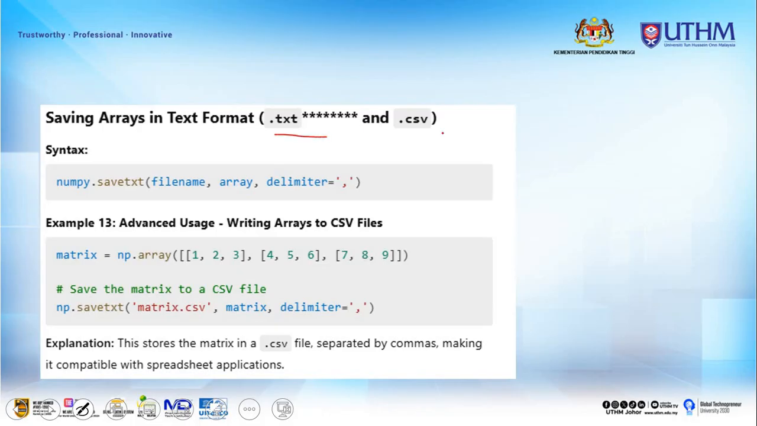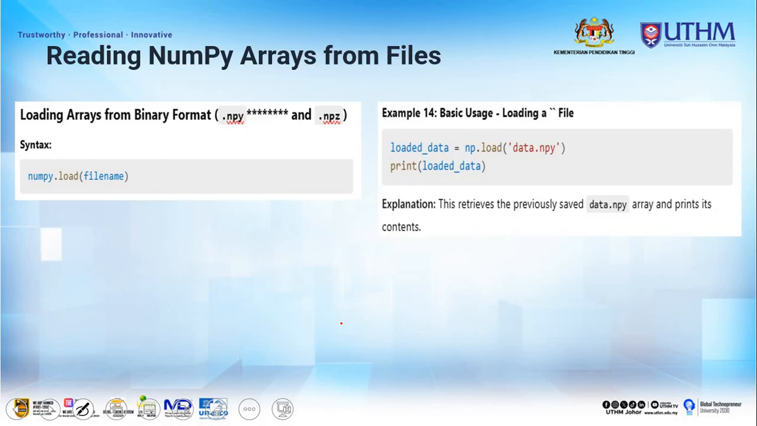For text and CSV, we use savetxt, matrix.csv, where it is a matrix. This saves the matrix in a CSV file separated by commas, with delimiter equal to comma, making it compatible with spreadsheet applications. So this is how we save text files and CSV files.